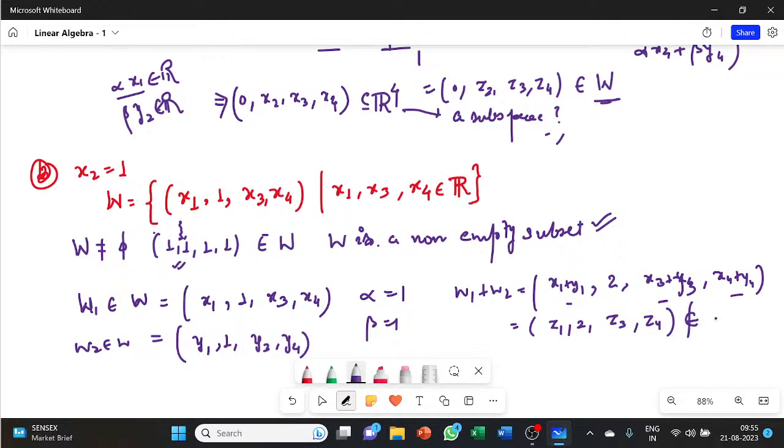Does it belong to W? It does not belong to W. In order to qualify to be in W, your second coordinate, that is x2, must be 1. Here x2 is 2. So clearly, this is not a subspace. For simplicity, I have taken alpha equal to 1 and beta equal to 1 so that you can relate very quickly. Is that clear? So this is not a subspace. I hope it is clear.